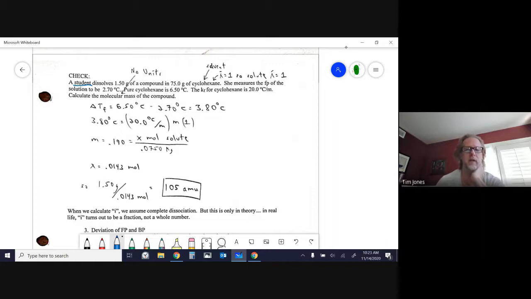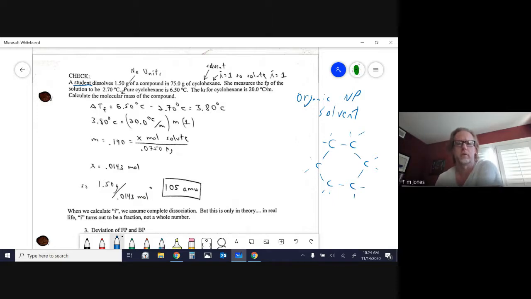All right, cyclohexane is an organic nonpolar solvent. It would pretty much be 6 carbons like that. And there'd be some hydrogen sticking off of it that we usually don't bother drawing, like so. That'd be cyclohexane. And it's a good example of a nonpolar situation.